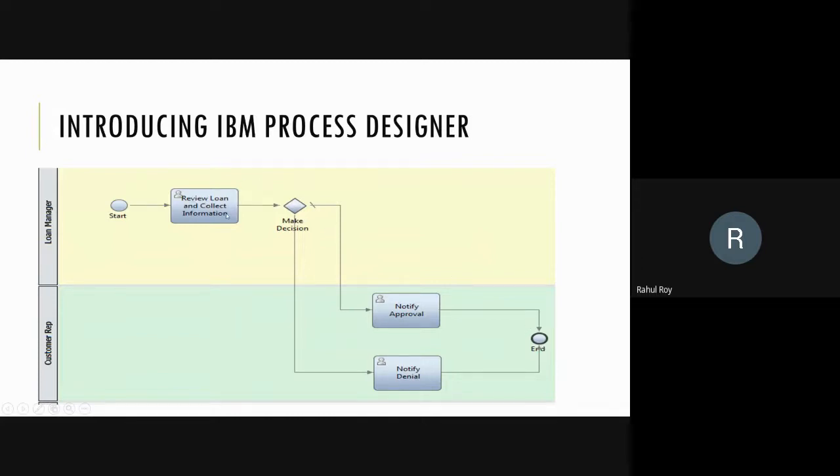You see here, these are the different activities or tasks that have been added in the process. So the first one is review loan and collect information. After the loan information is collected, then some decision is being made over here. And depending on the outcome of the decision, if the decision is positive, then approval will be notified, and if the decision is negative, then denial will be notified to the customer.